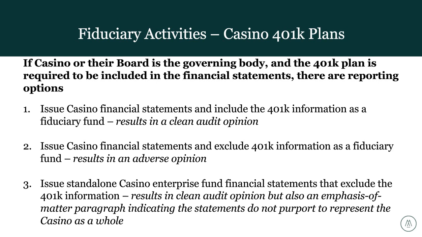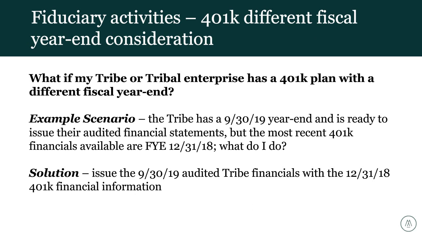So now that we've hit the highlights of the 401k plan treatment, you may be concerned that your tribe's fiscal year end differs from your 401k plan year end. So let's run through an example here. If the tribe has a 9/30/19 year end and is ready to issue their audited financials, but the most recent 401k financials available are from 12/31/18, what do I do? Well, the answer is you would just fold in the 12/31/18 audited 401k info into your 9/30/19 tribe financials.